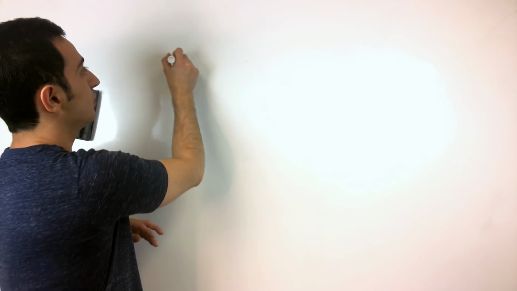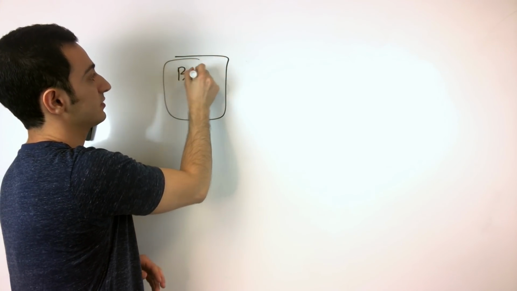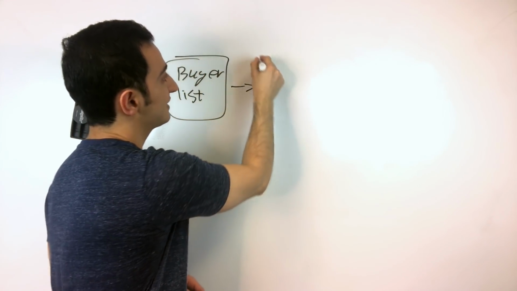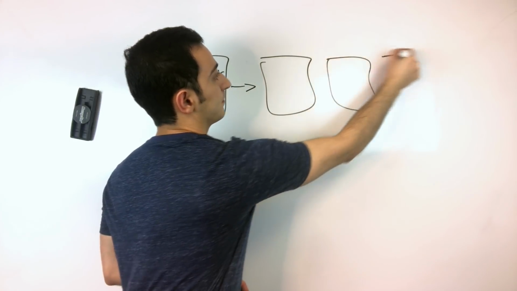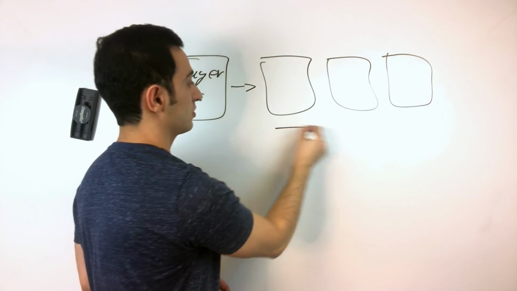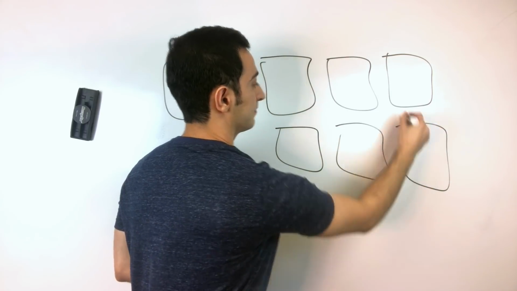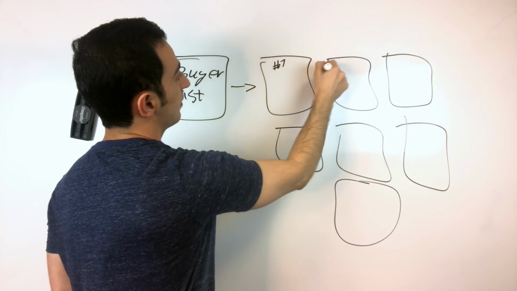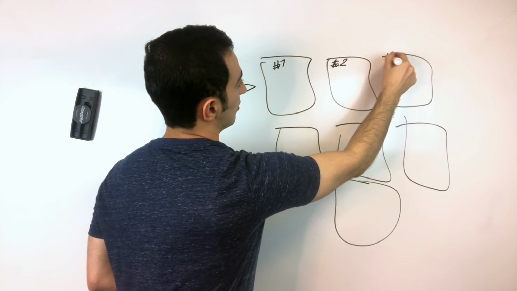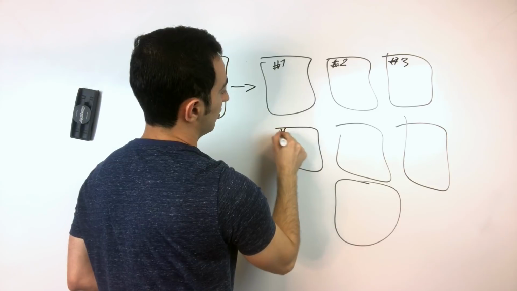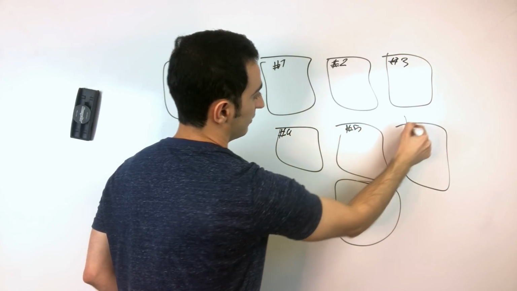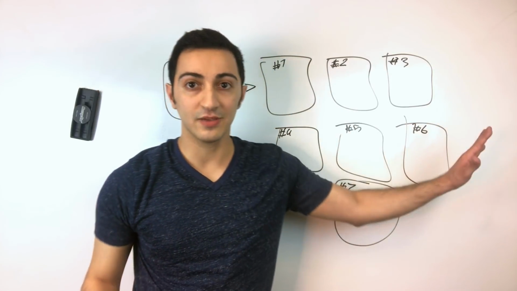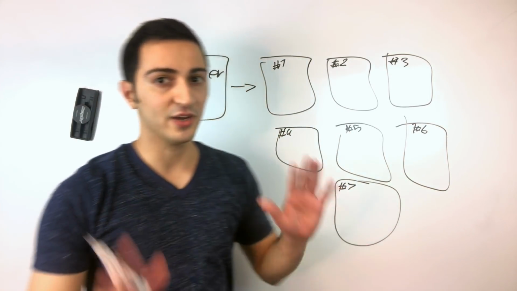So what I do is when someone joins my list, so this is the buyers list, I send them through 7 emails. This is number 1, number 2, number 5, number 6, number 7. So I send them through 7 different emails, and in these emails I don't sell anything.